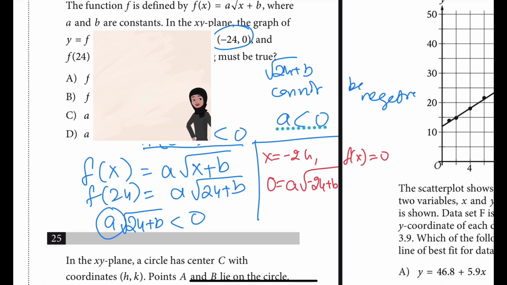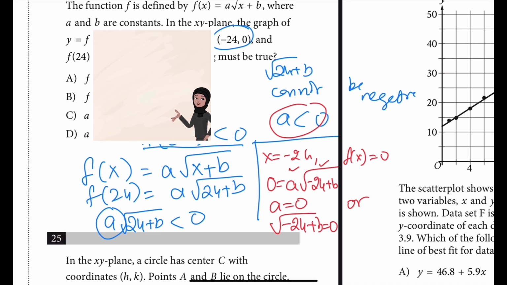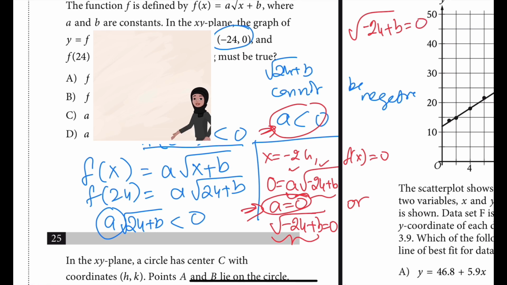Now here we can apply the zero product property. That means the product of a and square root of negative 24 plus b, if it is equal to 0, it means that either a is equal to 0 or square root of negative 24 plus b is equal to 0. One of the two values has to be 0. Now, from the previous step, we solved that a is less than 0. That means a is not the one which has the value of 0, because the value of a is less than 0. That means the other one, square root of negative 24 plus b, is equal to 0.